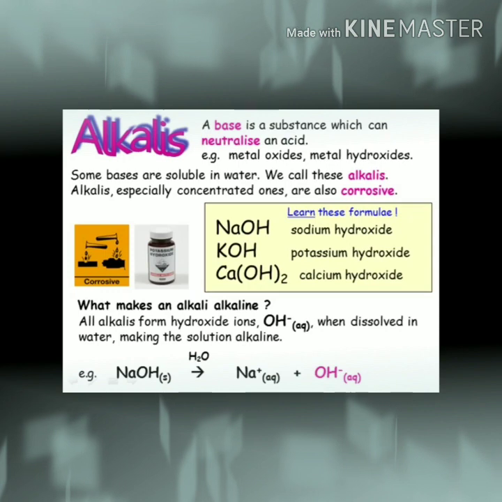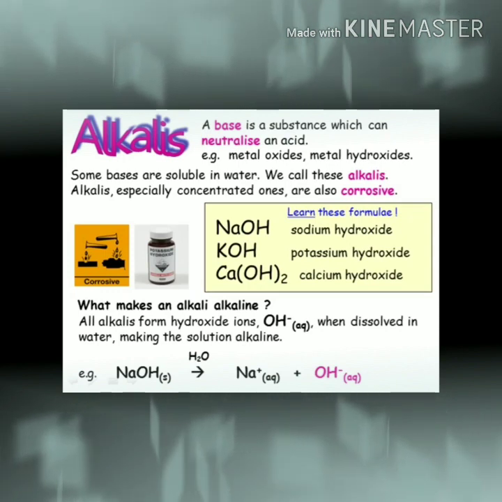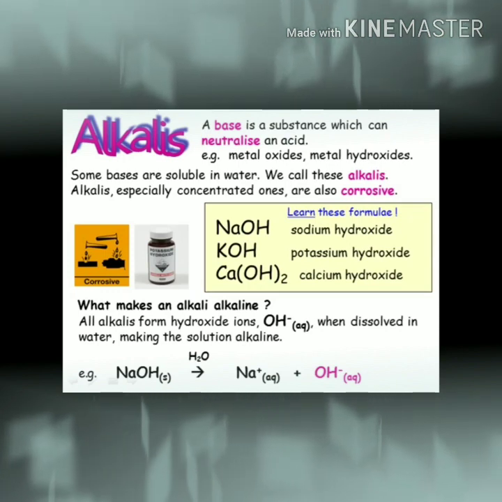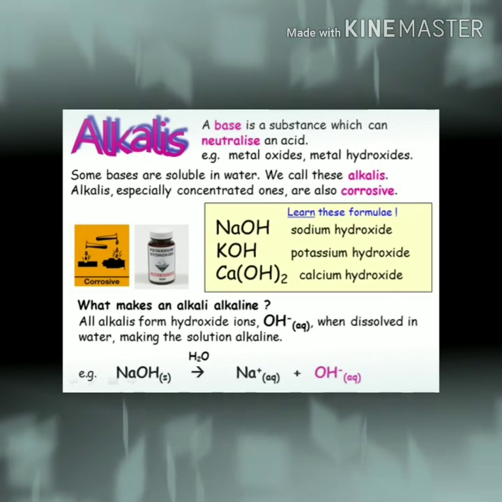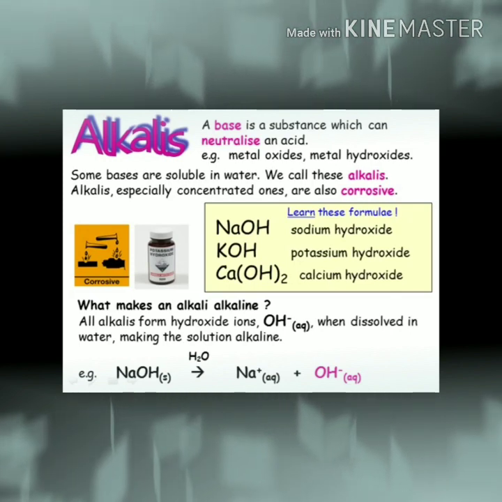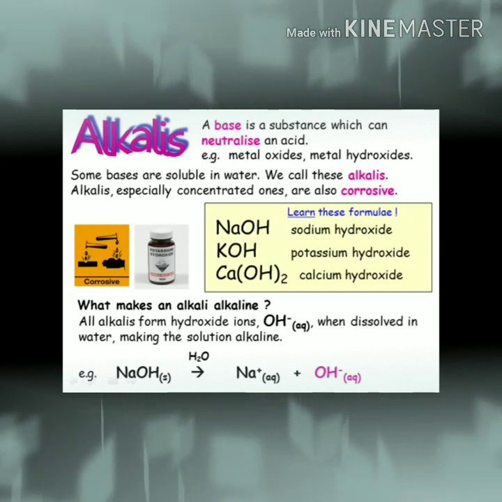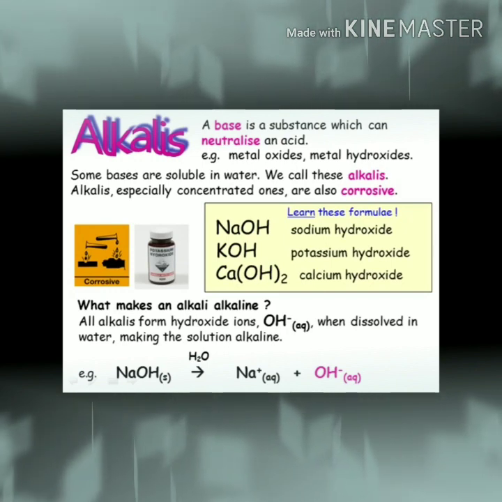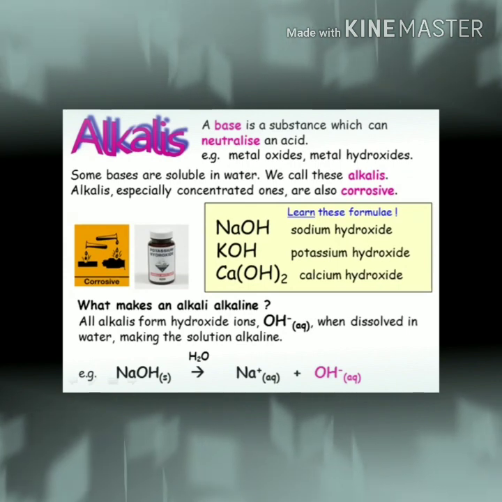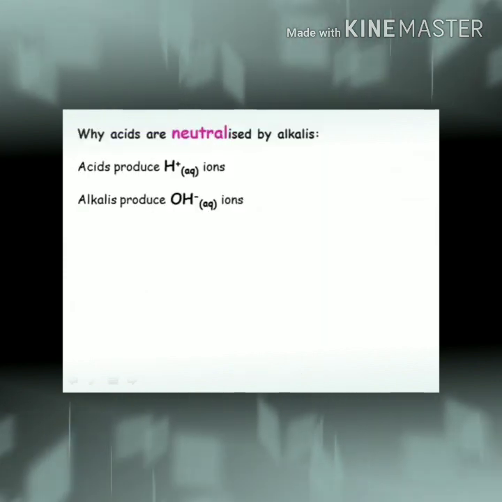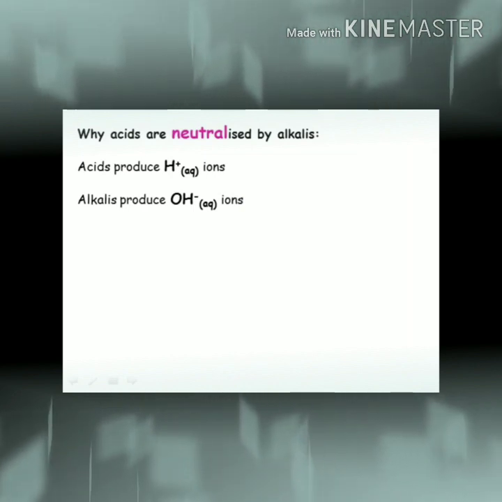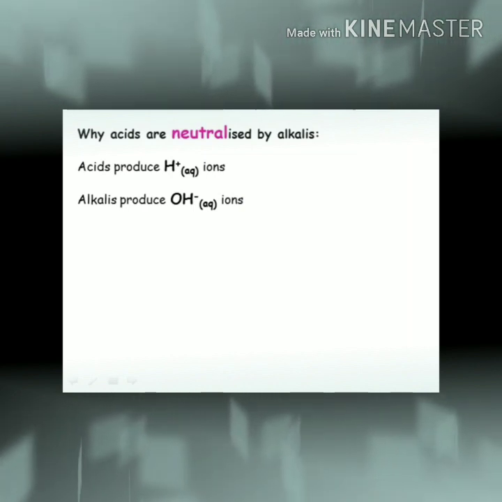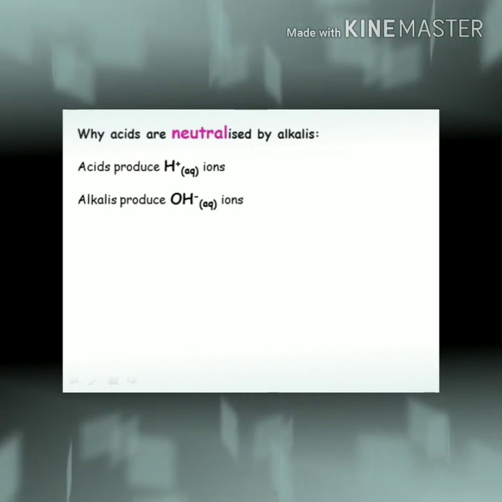When alkalis dissolve in water, they produce hydroxide ions, so that solution we call an alkaline solution. Here you can find examples of what makes a solution alkaline. When sodium hydroxide dissolves in water, it forms a sodium ion and a hydroxide ion. Basically you have to remember that alkalinity is caused by hydroxide ions.